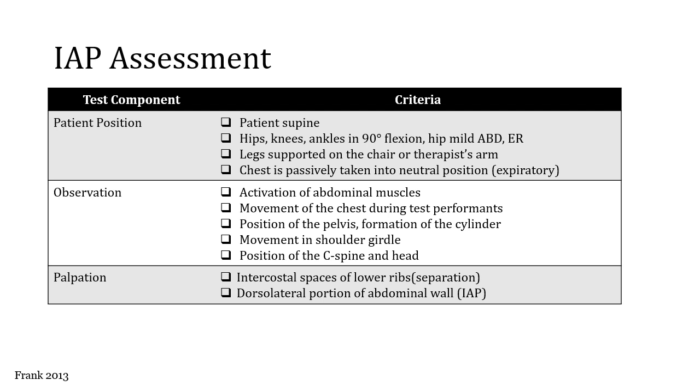Observation: you're looking at the activation of the abdominal muscles, the movement of the chest during the testing performance, and the position of the pelvis. Essentially you're looking for the formation of a cylinder versus hollowing, or looking for peaks and valleys. Movement of the shoulder girdle would be abnormal, and then the position of the cervical spine in the head-neck position as previously mentioned.